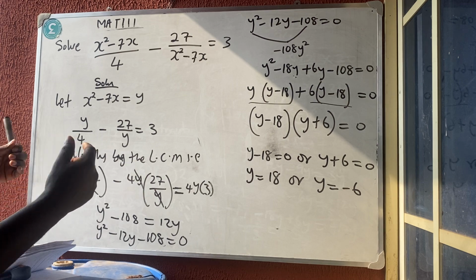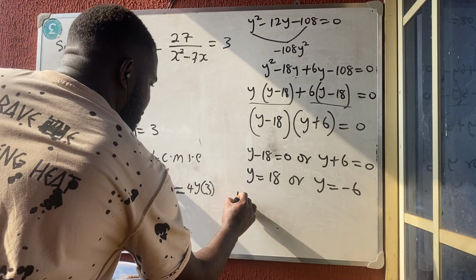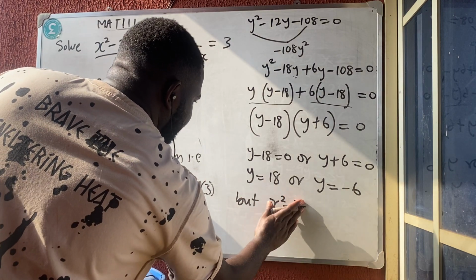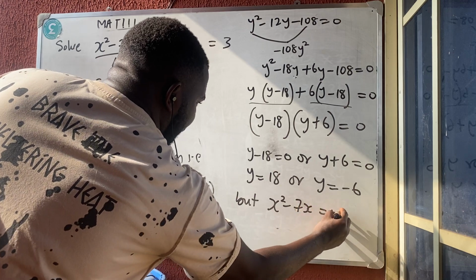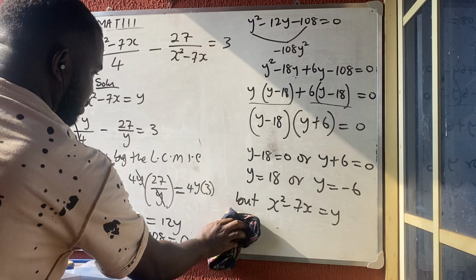Don't forget that you are not looking for y. What you are looking for is what? X. But there is a place you say that let x squared minus 7x be equal to y. Which means that what? X squared. Okay, permit me to solve it here.